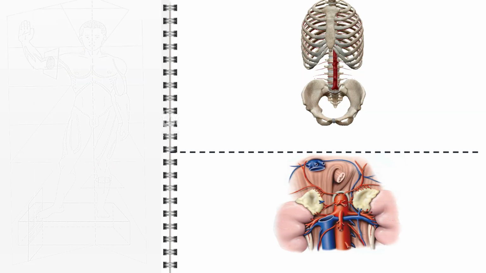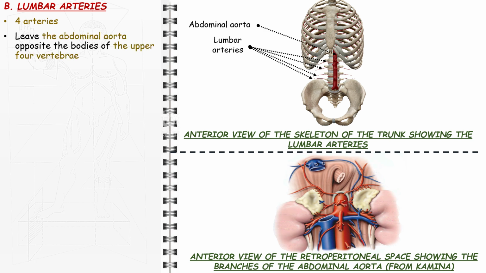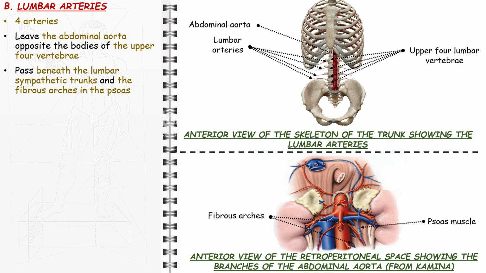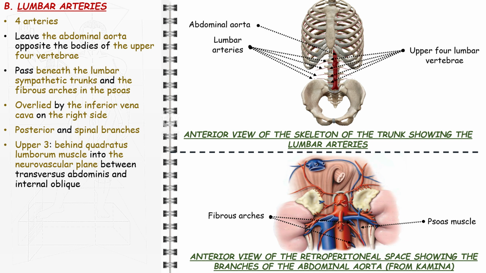The lumbar arteries, 4 in number, leave the abdominal aorta opposite the bodies of the upper 4 vertebrae. Hugging the bone, they pass beneath the lumbar sympathetic trunks and the fibrous arches in the psoas. On the right side, the inferior vena cava overlays the lumbar arteries. Each artery gives off posterior and spinal branches and passes laterally through the psoas muscle. The 3 upper arteries pass laterally behind quadratus lumborum muscle into the neurovascular plane between transversus abdominis and internal oblique.